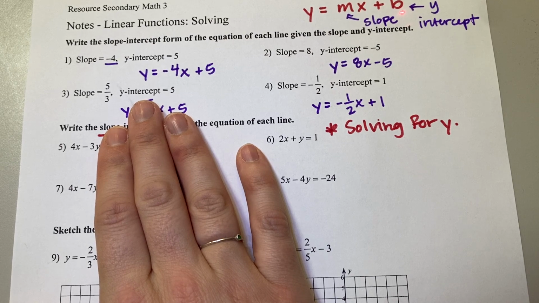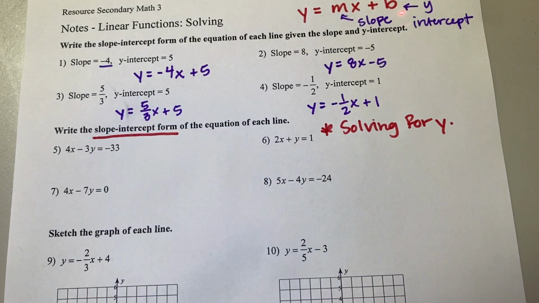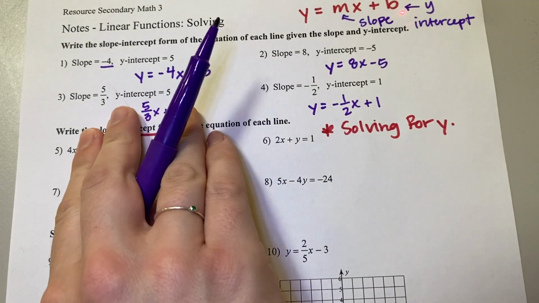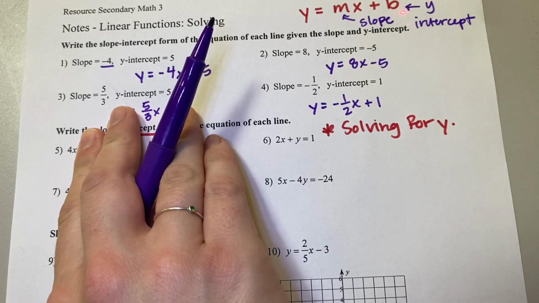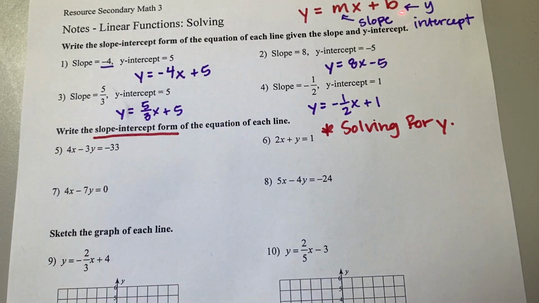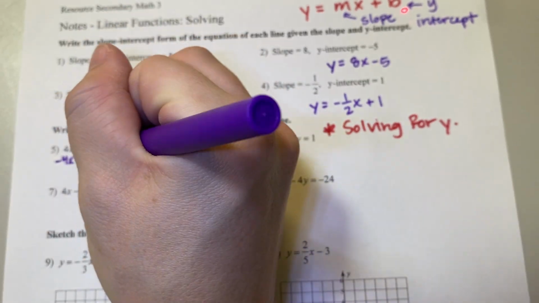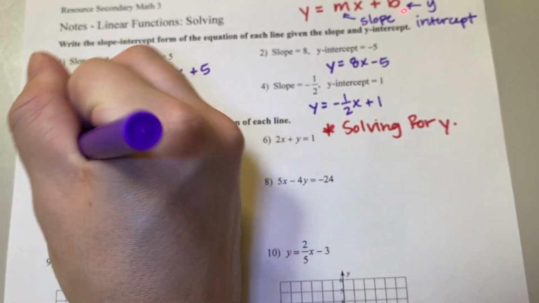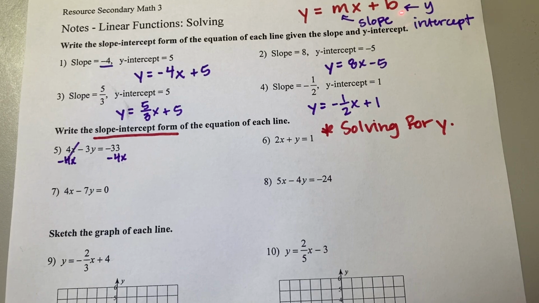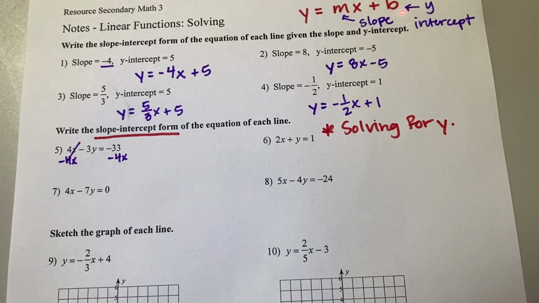Which is farthest from my y, Kaylee? Love it. We need to move that 4x first. Okay? So look at the whole piece, whole 4x. What's the opposite of positive 4x? Negative 4x. So we're going to move that whole piece to that side. It's not on that side anymore. It is now moved to the other side.